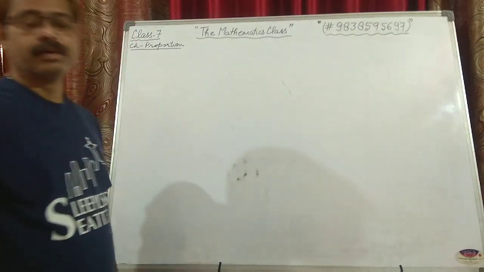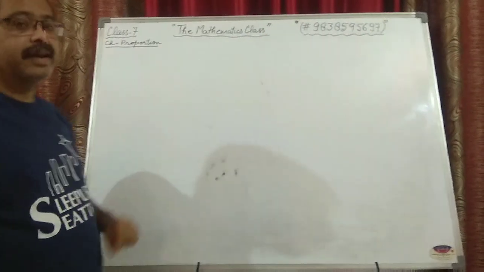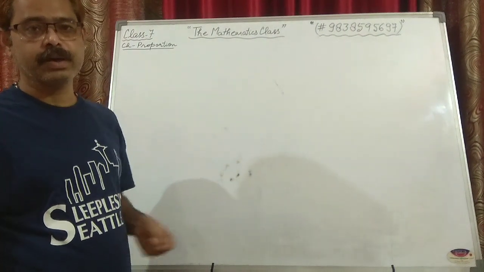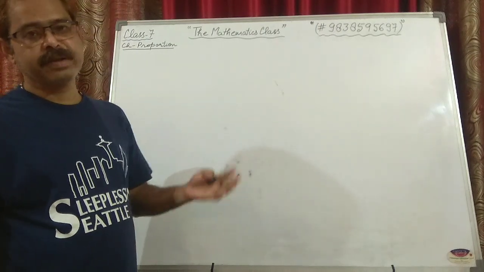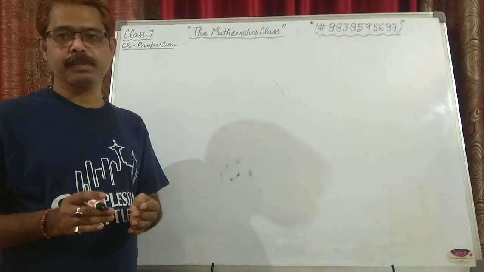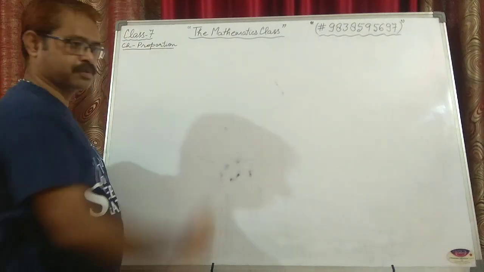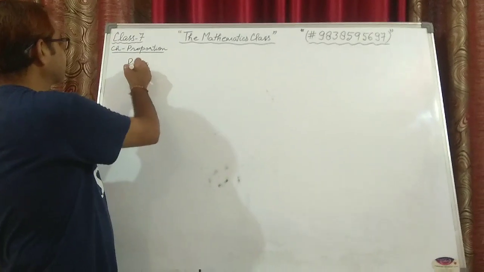Mathematics class. This class is for class 7 in continuation with the previous class of chapter ratio and proportion. In the previous classes we have discussed about ratio. Today we will be discussing about proportion. So first of all, what is proportion?